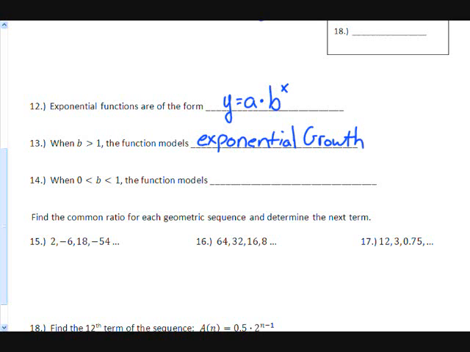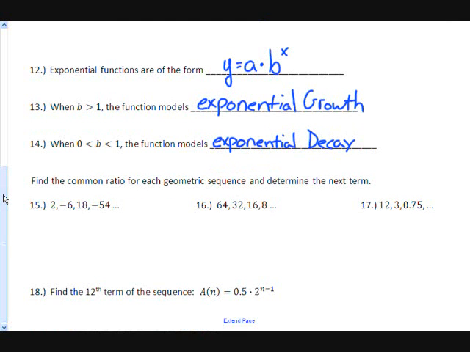When the b value is between 0 and 1, that's our other special case, which is exponential decay. It's important to understand the difference between those things when you look at the equation. It's all based on the b value. If the b value is greater than 1, it's exponential growth. If the b value is between 0 and 1, it's exponential decay.